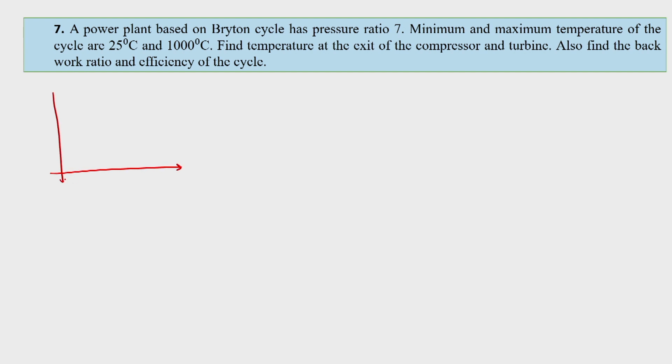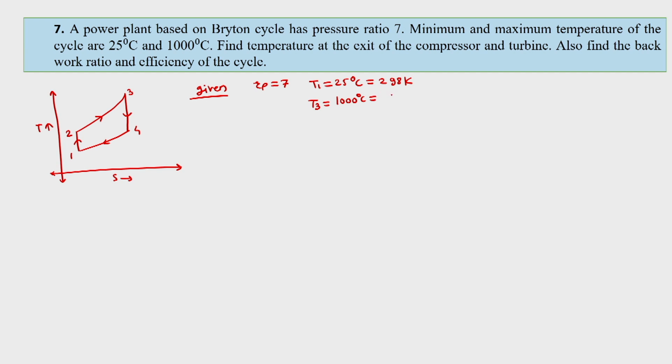Here we are explicitly asked to find out different temperatures. We would have used different formulas directly to find out the performance parameters, but we cannot use them since we are asked intermediate numbers. So given things are Rp is equal to 7, T1 is equal to 25 degrees Celsius, which is 298 Kelvin, T3 is equal to 1000 degrees Celsius, which is 1273 Kelvin.